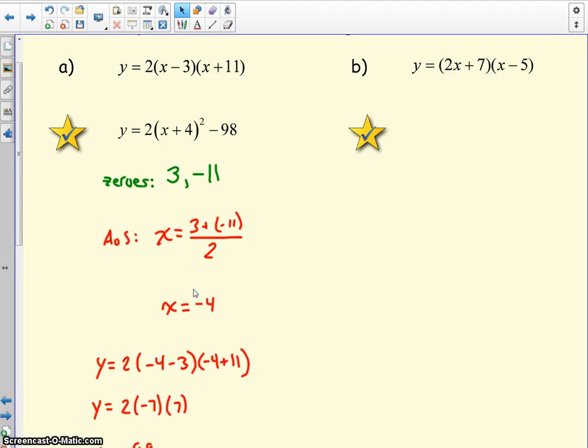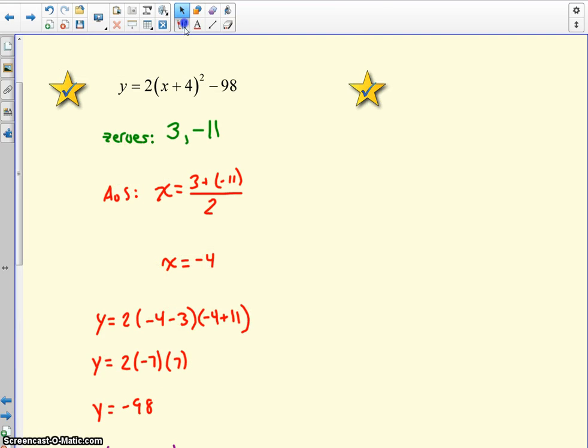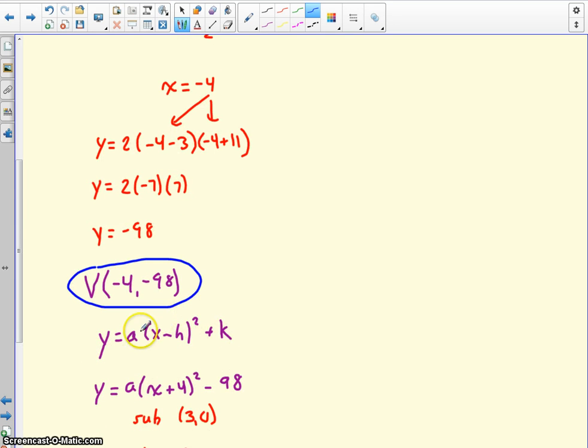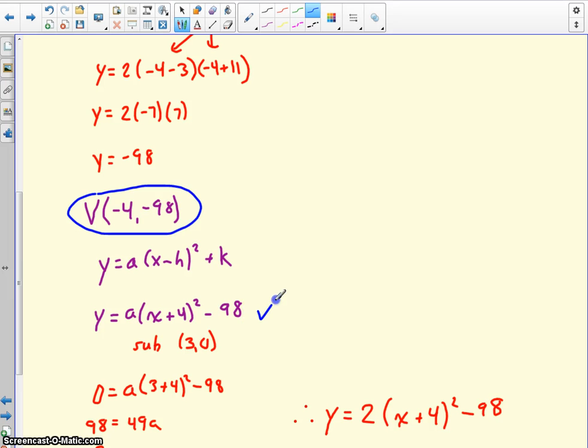I wanted to find the y value of the vertex, so I put that into the original equation for x. I solved for y and got a y value of -98. When I put that together with the axis of symmetry, I got my vertex at -4, -98. So then I got my h and my k value to put into vertex form, which took me down to here.